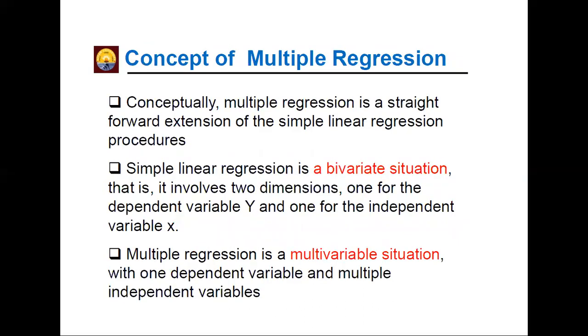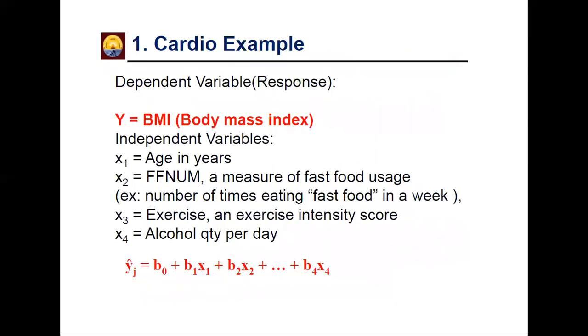Just now I have told, multiple regression is a straightforward extension of the simple linear regression procedures. Whereas in the bivariate situation you can have simple linear regression, in a multivariate situation like X1, X2, X3 and so on, we go for multivariable regression analysis, right? So in linear regression analysis you can have one dependent variable and one independent variable, whereas in multivariate regression analysis you can have one dependent variable and a number of independent variables, right? I will explain through one example.